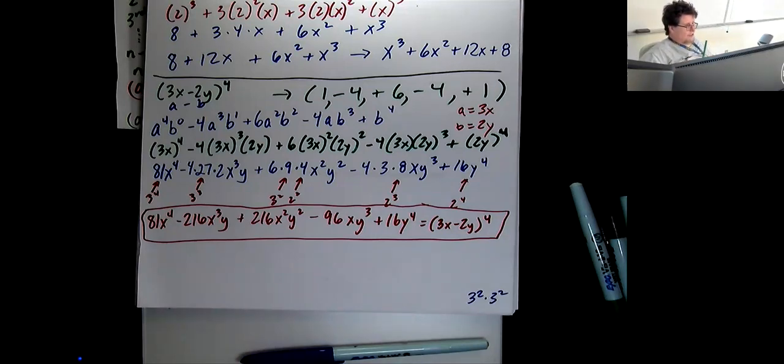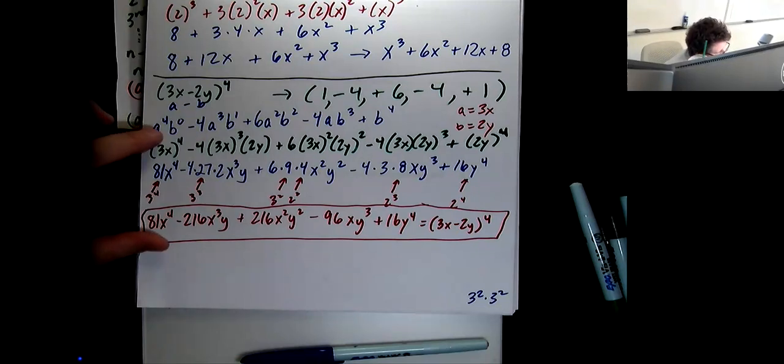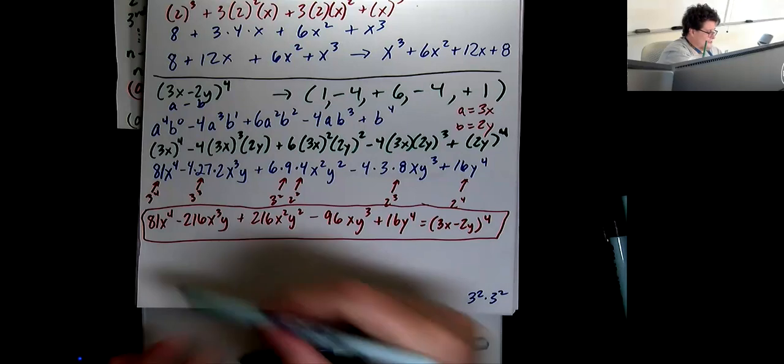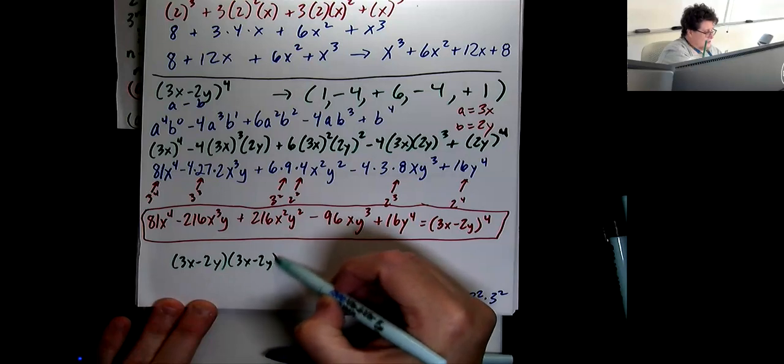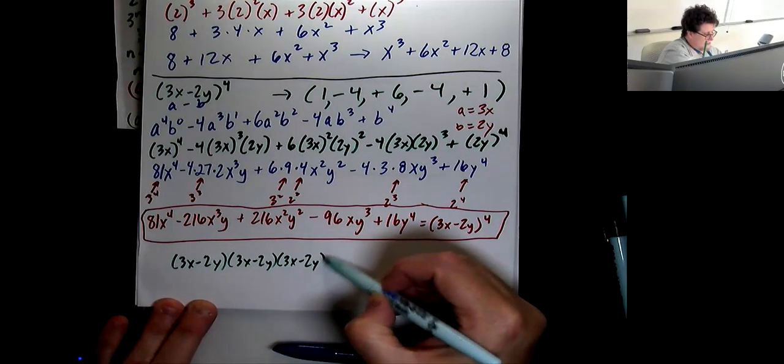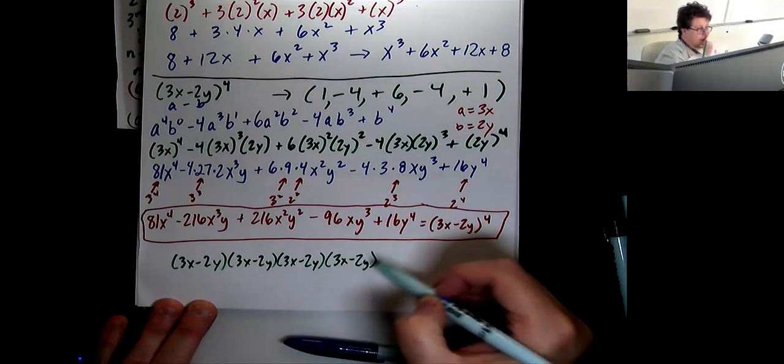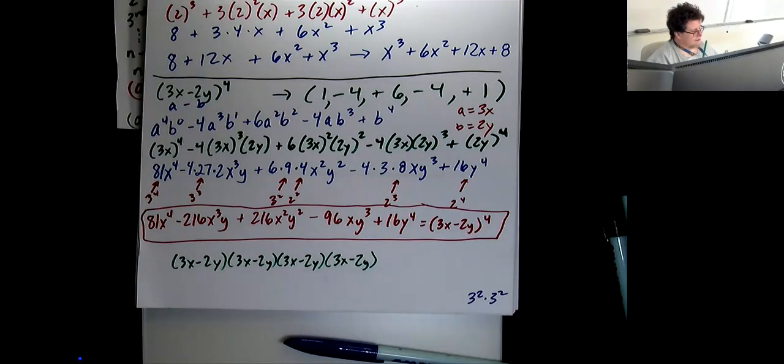That's the glory of Pascal's triangle. Now, not quick work, but this was never going to be quick work. And yeah, the other option of doing this was doing 3x minus 2y, 3x minus 2y, 3x minus 2y, 3x minus 2y. So this is gonna get ugly no matter what.